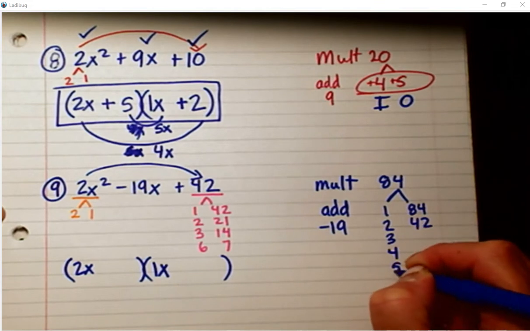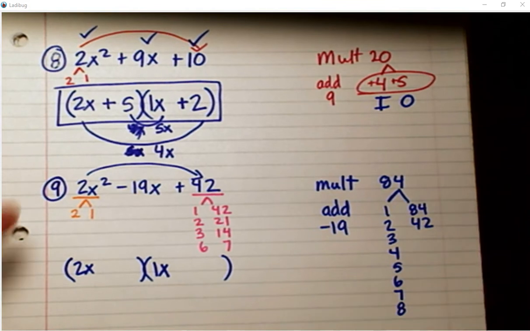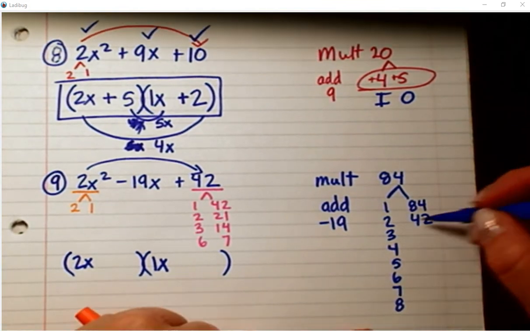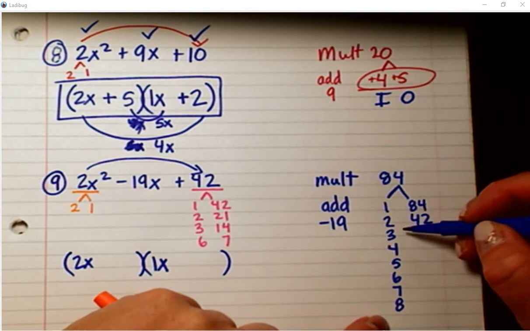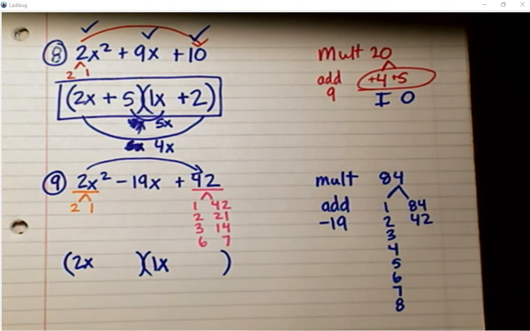Not sure how many combinations I need to come up with. So let's see, does 84 divide by 3? Yes, it does.